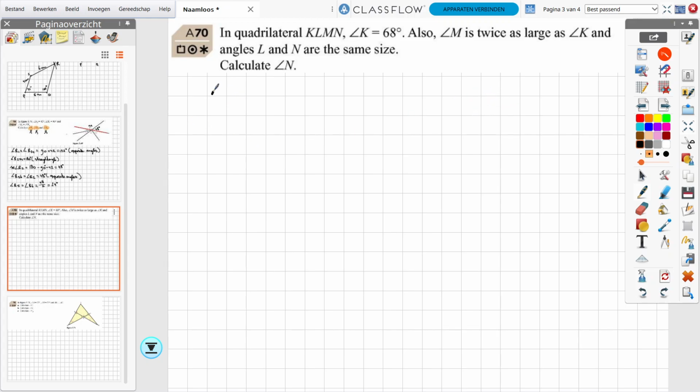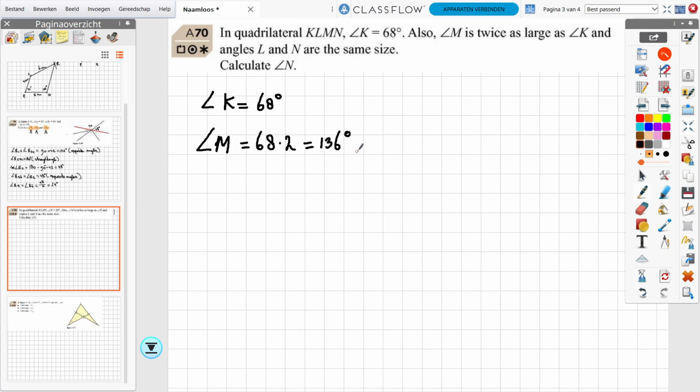So we know that angle K, let's summarize, is 68 degrees. But it's also given that angle M is twice as large. So that means that angle M is 68 times 2. And that's going to be 136 degrees. Right?